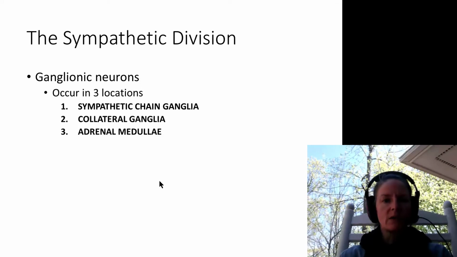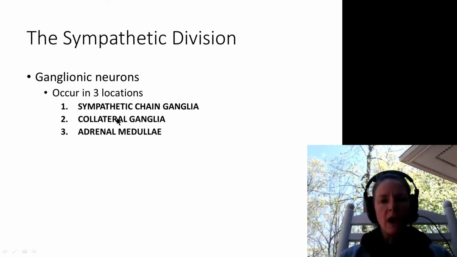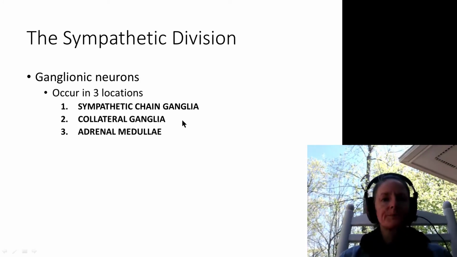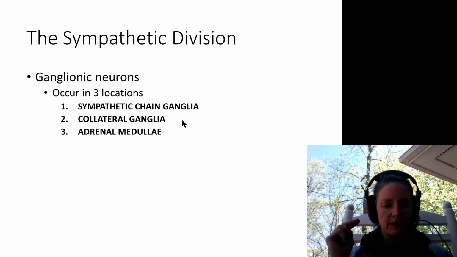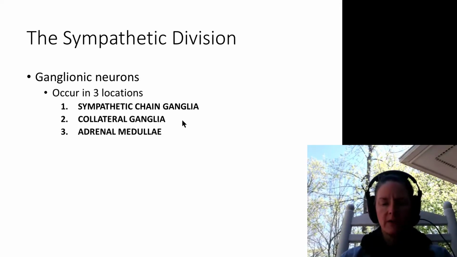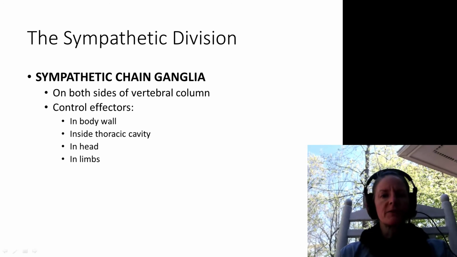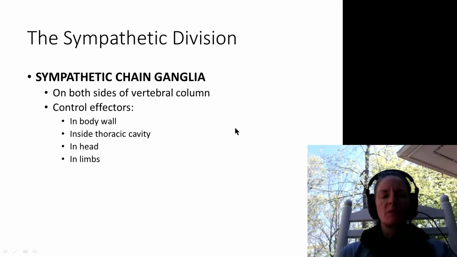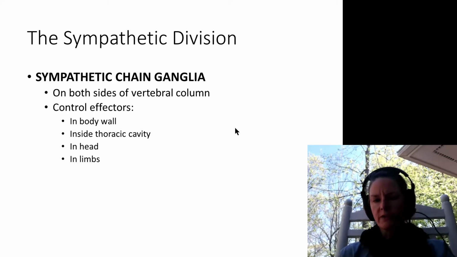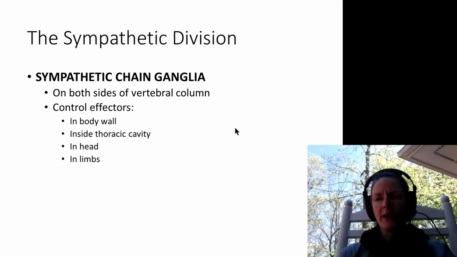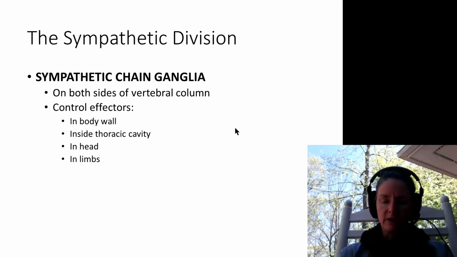So let's have a quick look. We've already talked about our sympathetic chain ganglia, which run the length of the spinal cord, and our collateral ganglia, which will include the celiac ganglion, the superior and inferior mesenteric ganglia, and the adrenal medulla itself. So let's look at the sympathetic chain ganglia. These are going to be on both sides of the vertebral column, and they will control visceral effectors that are within the body wall, the thoracic cavity, within the head and the limbs.